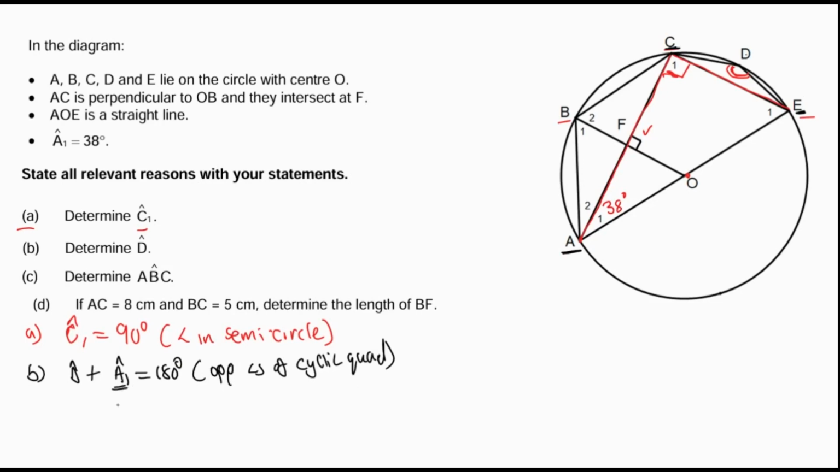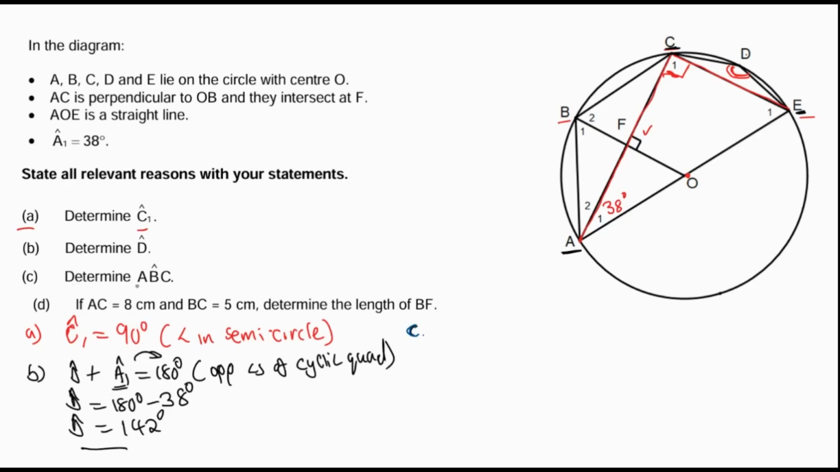We have our A1 which is 38, we can transpose it. So angle D is equal to 180 degrees minus 38 degrees. So meaning that angle D is equal to 142 degrees. Okay, and then let's do C.